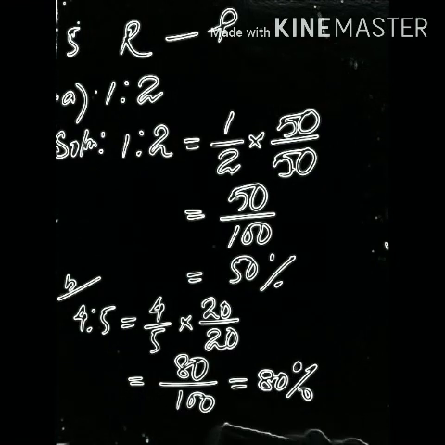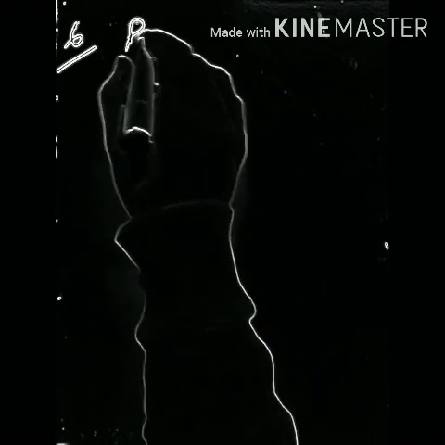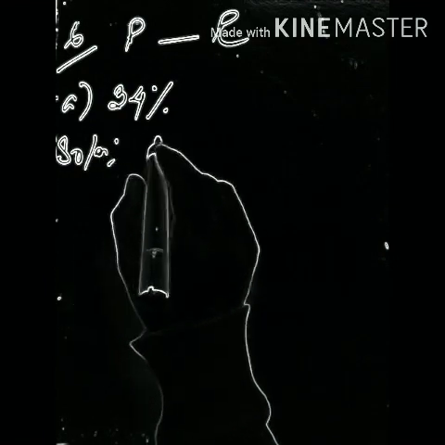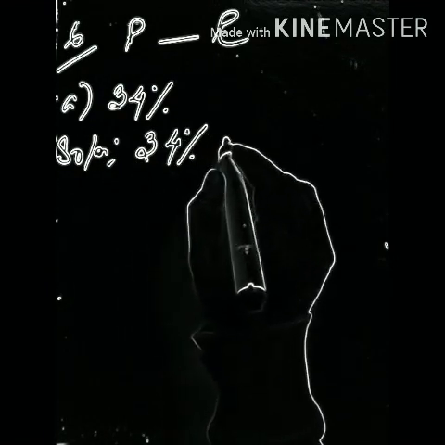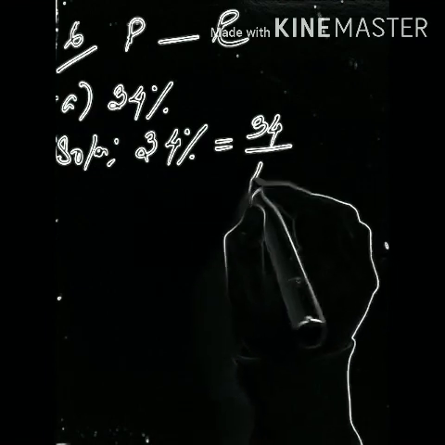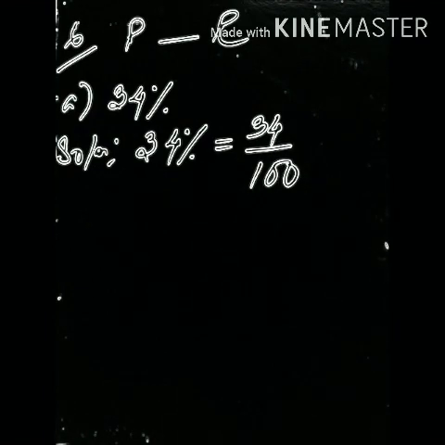So the last question, question number 6. Convert the following percents into ratios. So here is percentage into ratio. The first question, 34%. Solution, 34% can be written as 34 divided by 100. So now we are going to cancel.